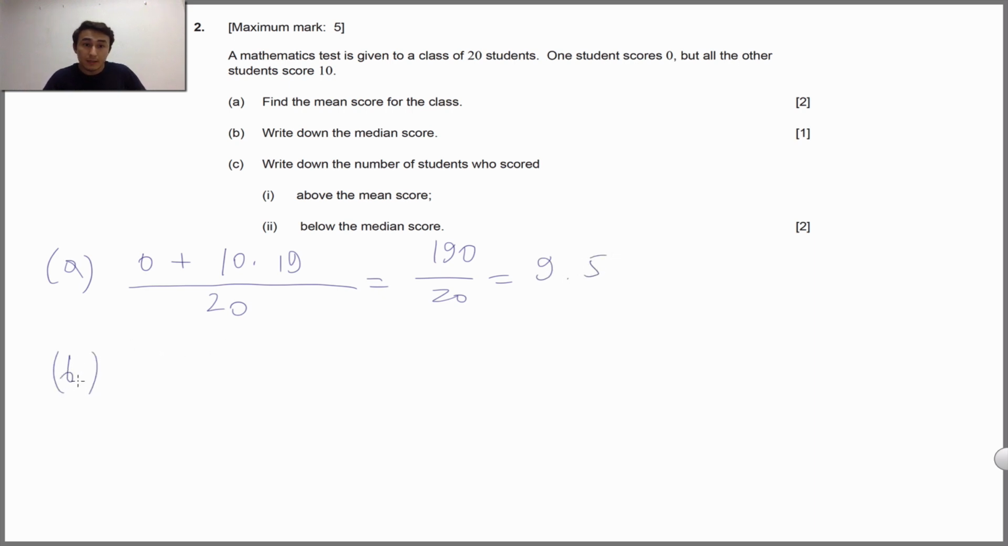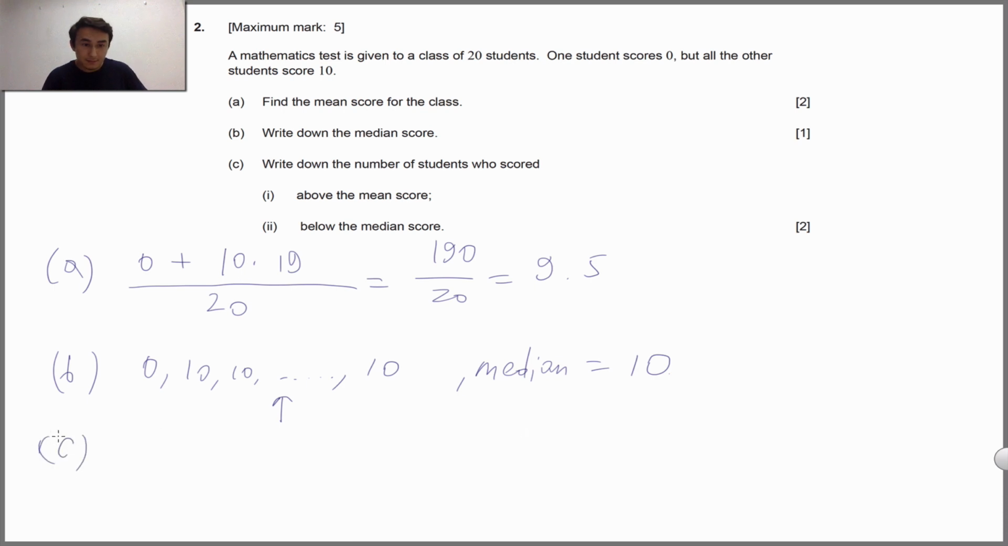Alright, part B, write down the median score. Now the median score, let's actually list all of the scores out. 0, 10, 10, a lot of them, and then 10. The median score is somewhere in the middle. And it's clearly, the median is clearly 10, right?